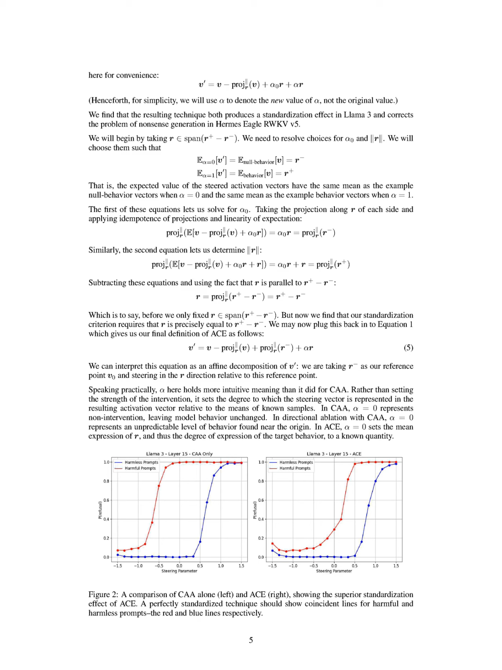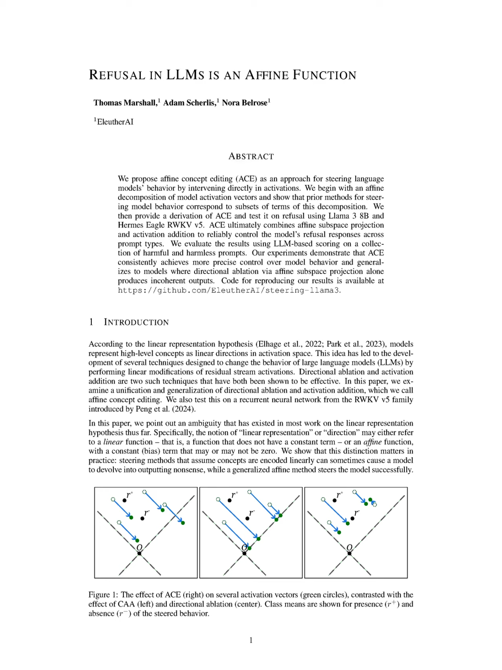To implement ACE, we first determine alpha_0, such that alpha_0 r equals the projection of v_0 onto r, ensuring that when alpha equals 0, the mean expression of r is set to a known quantity. Next, we choose r to ensure that the expected values of the steered activation vectors align with the means of known samples for both null and target behaviors. Finally, the resulting technique allows for deterministic control over the behavior exhibited by the model, effectively steering it without leading to nonsensical outputs, as demonstrated in experiments with Llama 3 and Hermes Eagle RWKV-V5.